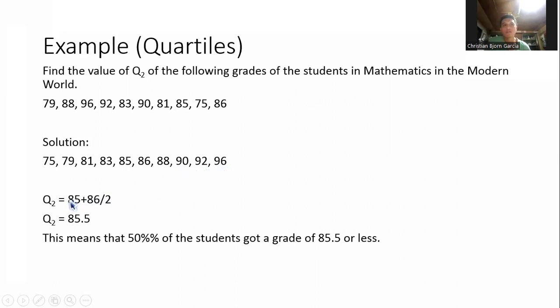Now, we know that the value of Q sub 2 is the median of the entire data distribution. As we can see, there are two values in the middle. Now, we add those two values, which are 85 and 86, and divide by 2. And the value of it is 85.5. This means that 50% of the students get a grade of 85.5 or less.